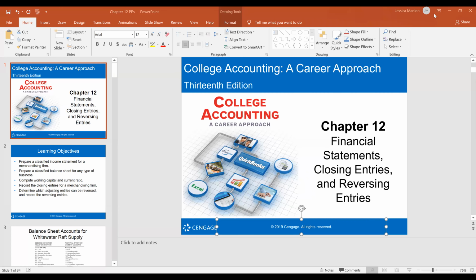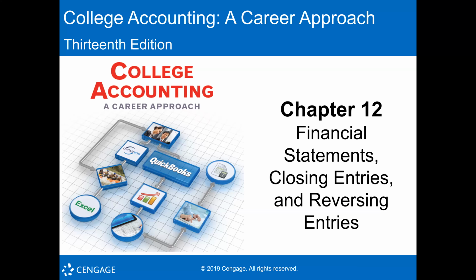Okay, so Chapter 12, again, we're looking at preparing the financial statements, doing the closing entries, and then it also talks to us about reversing entries that are optional. If we remember that accounting cycle, remember step 10, optional reversing entries, more on an as needed, if necessary type basis, right?